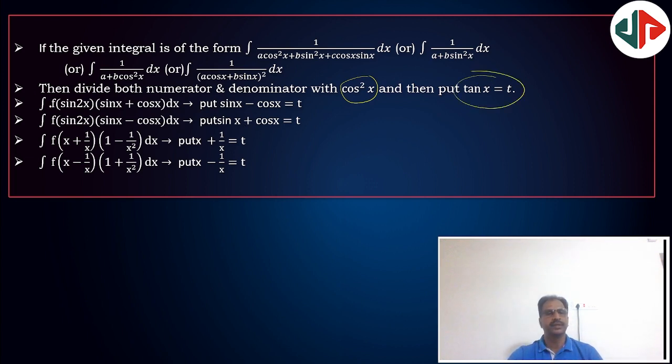Next, integral f of sin 2x into sin x plus cos x. Put sin x minus cos x is equal to t. If integral is f of sin 2x into sin x minus cos x, put sin x plus cos x is equal to t. Integral f of x plus 1 by x into 1 minus 1 by x square, put x plus 1 by x is equal to t. If integral is f of x minus 1 by x into 1 plus 1 by x square, put x minus 1 by x is equal to t.